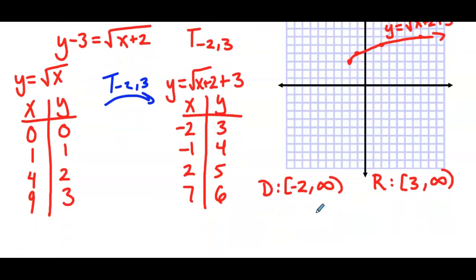As inequalities, I'll write them out this time. The domain would be x is greater than or equal to negative 2, and the range is y is greater than or equal to 3. Remember, domain is the x values, so I used x in the inequality. Range is the y values, so I used y in the inequality.